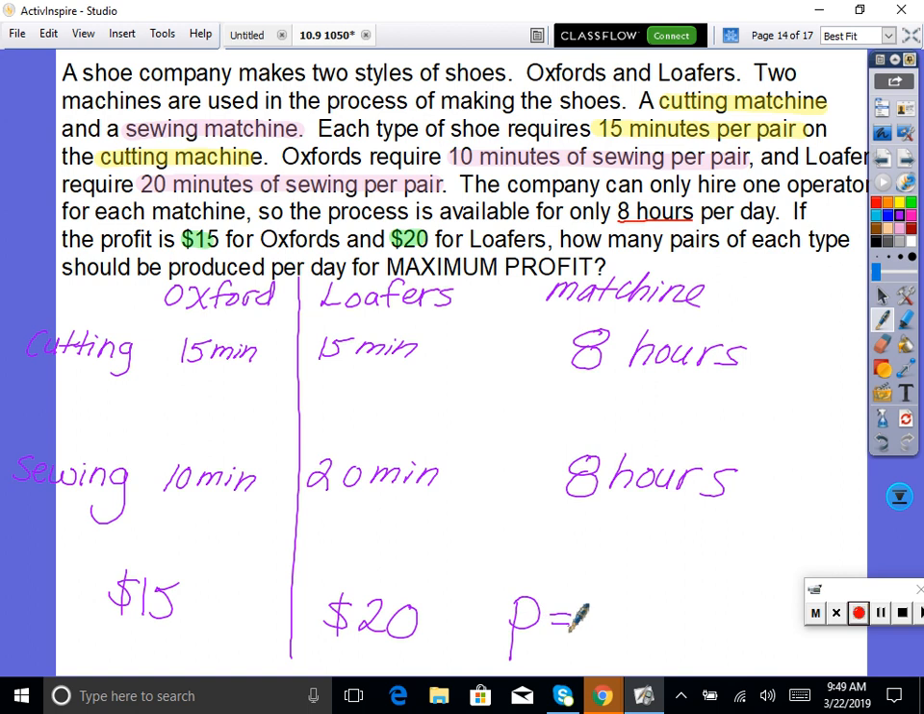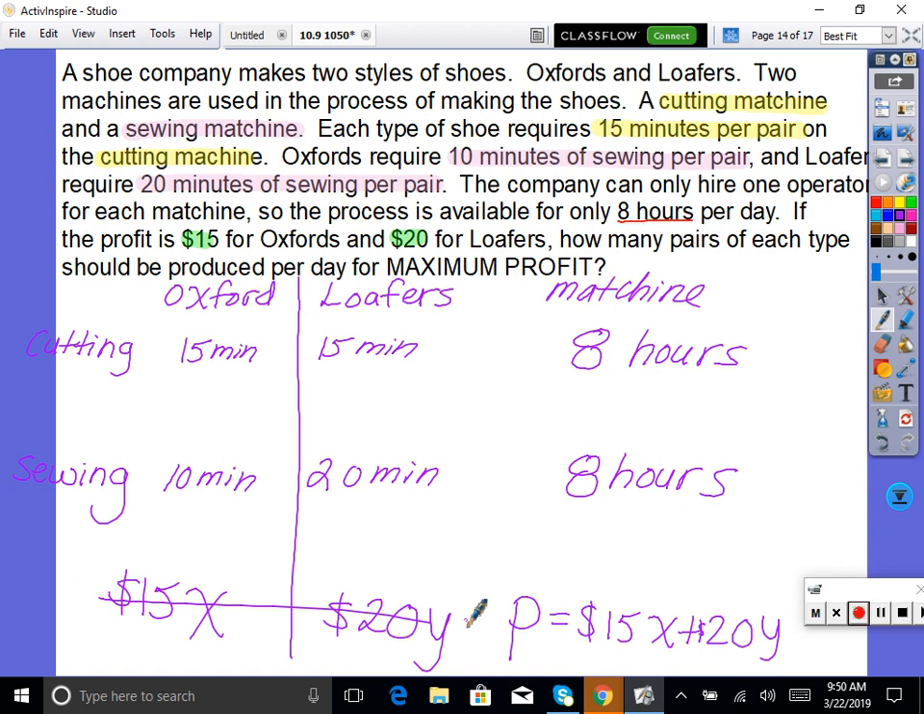$15 off of Oxfords, correct? $20 off of loafers. So we've got to call one of them X, one of them Y, don't we? They're different things. We don't know how many they're selling. So our true statement is profit is equal to 15x plus 20y, right? That's your profit equation. Now you don't use those for anything else. That's just for the profit equation. Does that make sense, everyone?